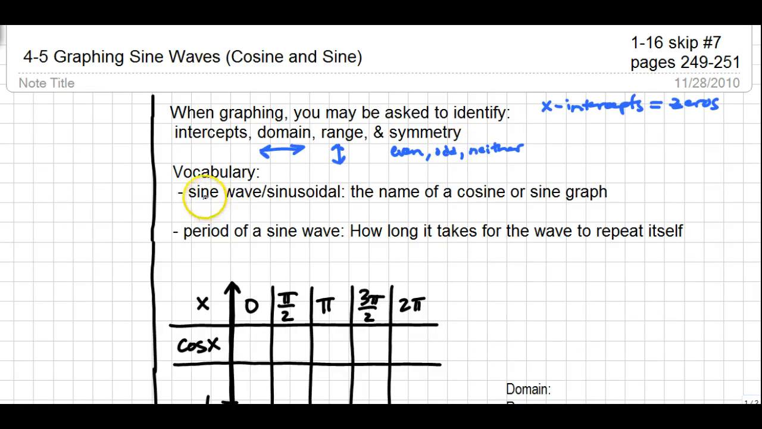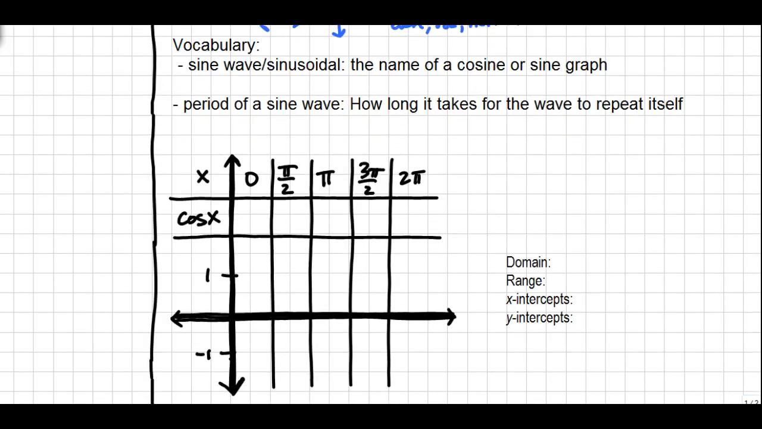A few more vocabulary items. A sine wave is just the name of the shape of the cosine or the sine graph. Sometimes the book refers to that shape as being sinusoidal, so it's just another version of them calling a sine wave what shape that it is. All sine waves have a period. The period is how long it takes for the wave to repeat itself. This is not an official definition, that's just my version of how I describe what the period is. We'll talk more in detail about the period as we graph these in just a moment.